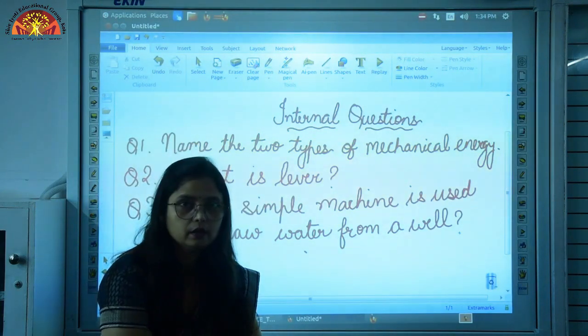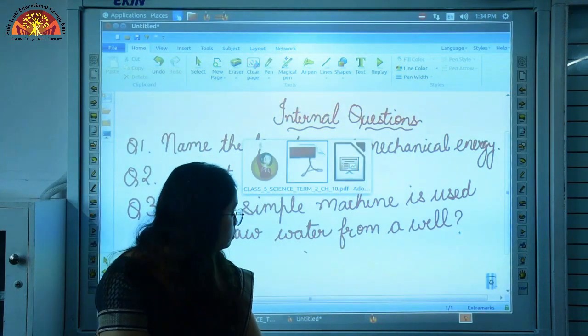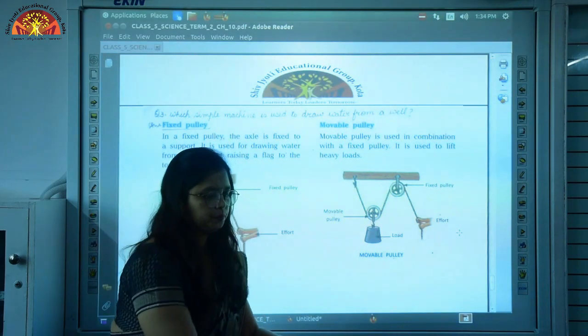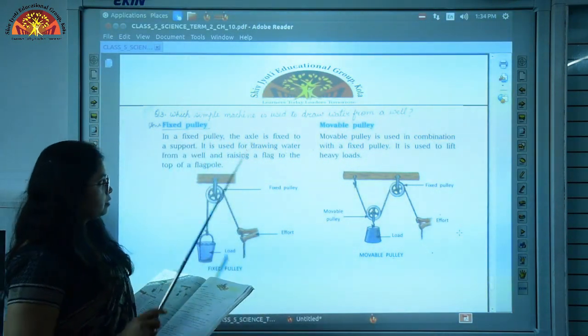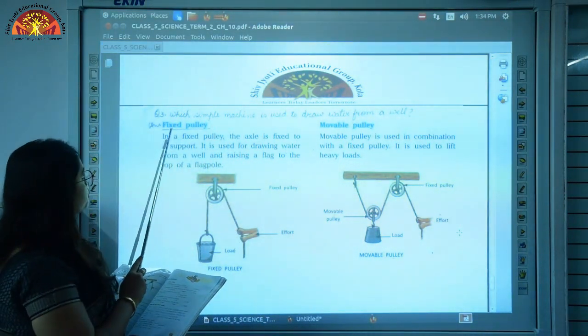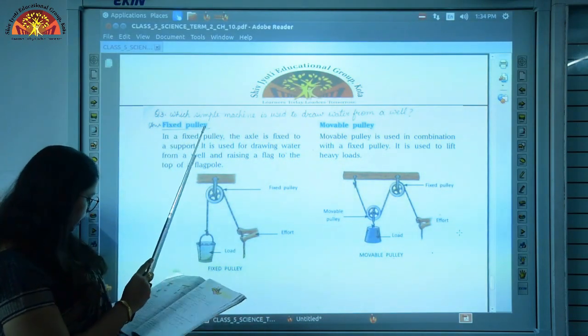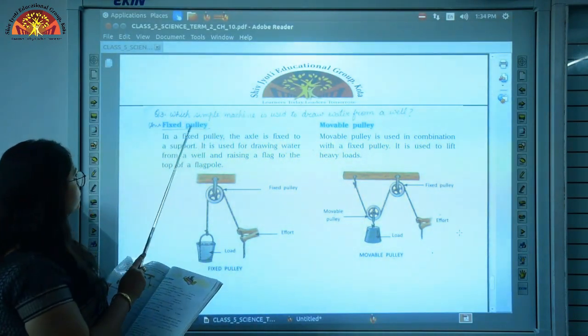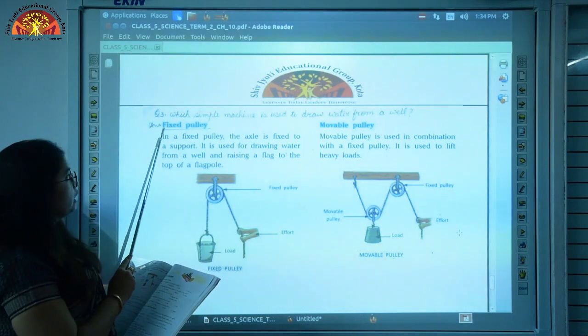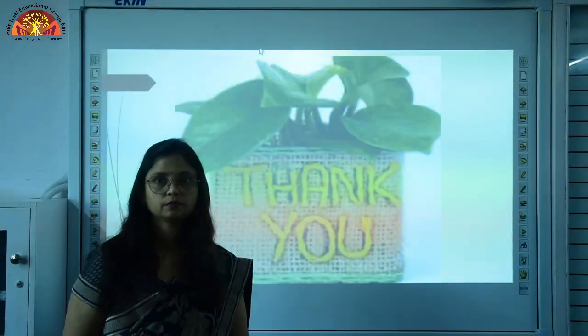So, let us mark the answer now. So, children, answer to this question is fixed pulley. It is given over here on page number 94. The first word you mark it as answer 3, fixed pulley.